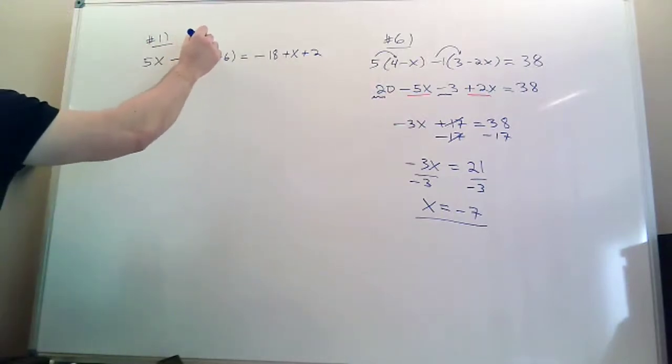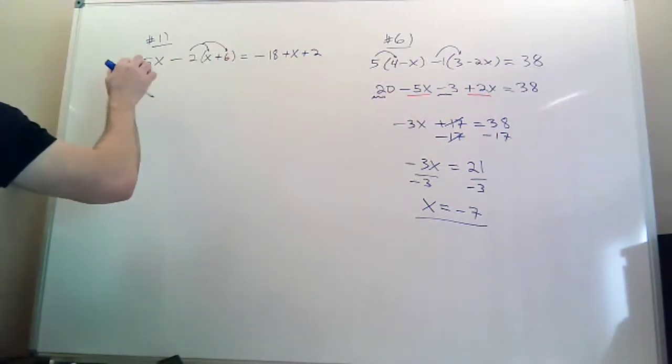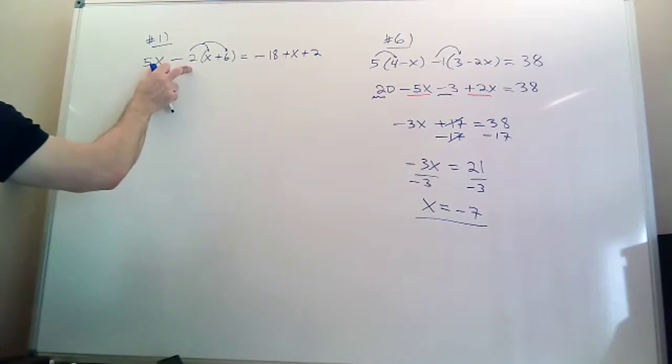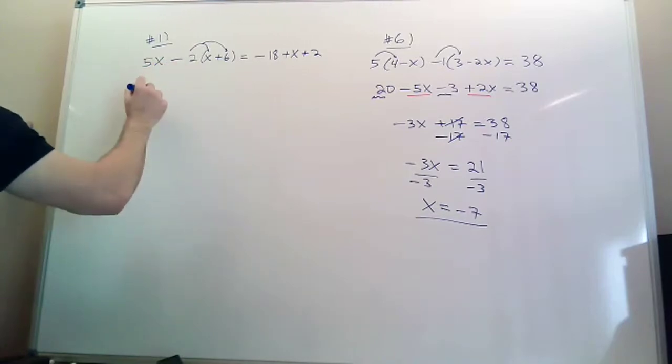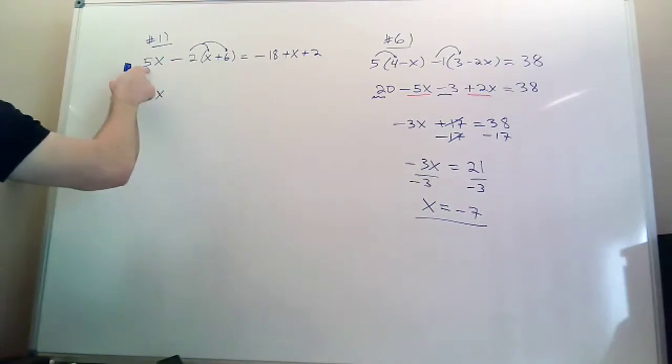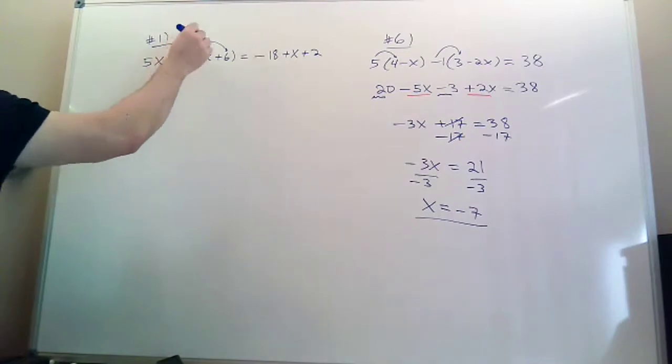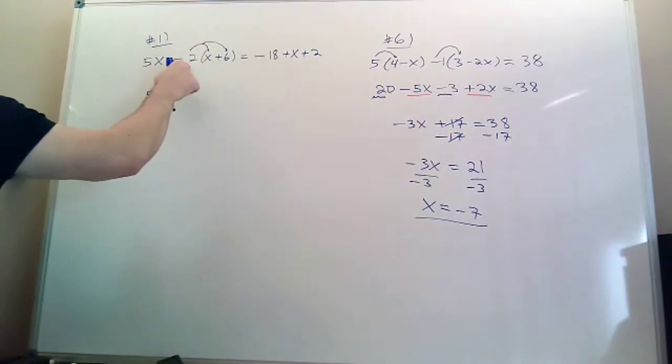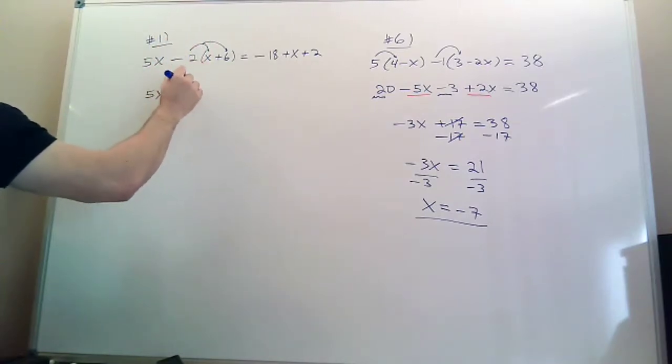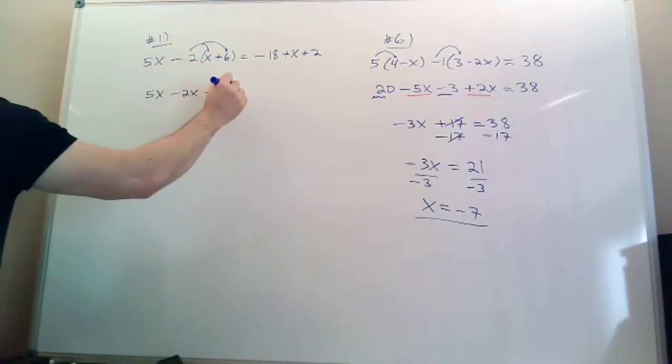First, I'm going to distribute. Leave this alone. You can't combine these anyway. They're not even the same. You couldn't subtract them even if this was a 5. You can't do 5 minus 2, right? You have to multiply before you add and subtract. So you do -2 times x, -2 times 6.